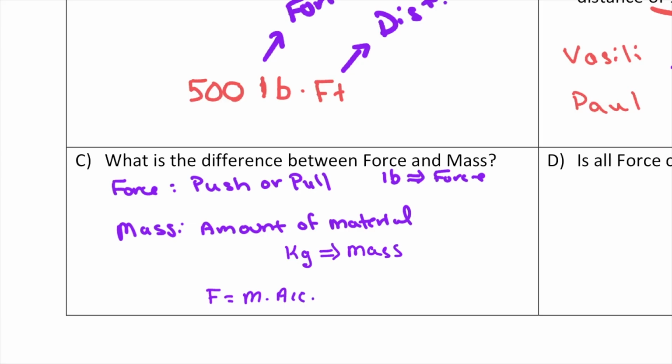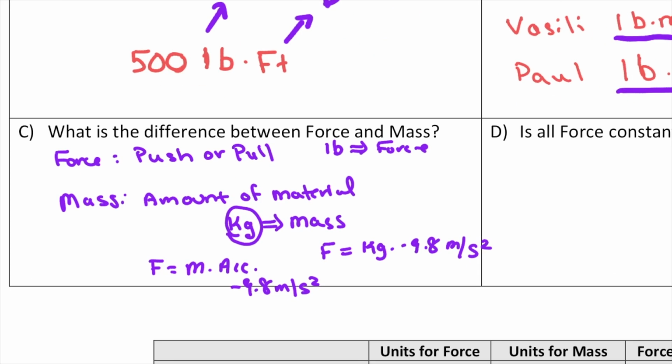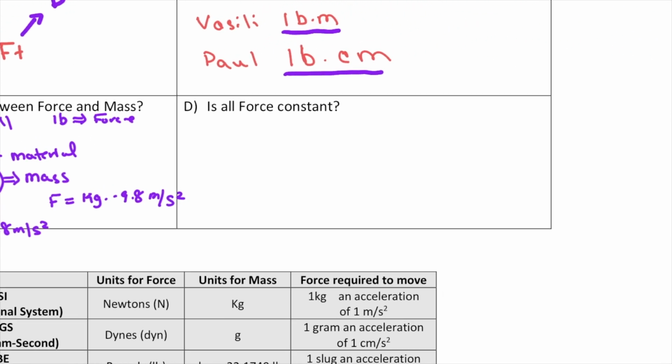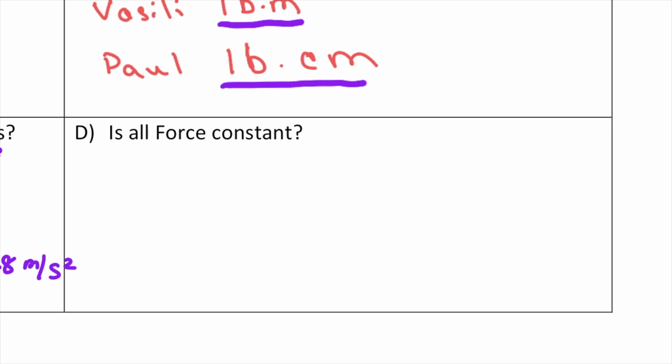And if that's true, when we're measuring in the standard international system, the acceleration that we're going to use is negative 9.8 meters per second squared. So if we want to figure out the force when we're in the standard international system, that's going to be our mass, which might be kilograms, multiplied by negative 9.8 meters per second squared. That is going to be the measure of force, kilogram meters per second squared, when we're in the standard international system.